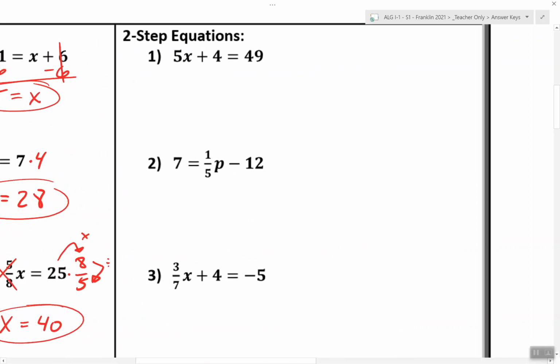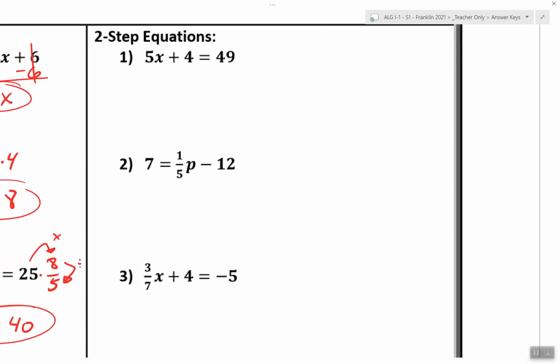Now we're going to look at two-step equations. Here there are two things happening to the variable. For example, in number 1, x is being multiplied by 5, and then it's being added by 4.